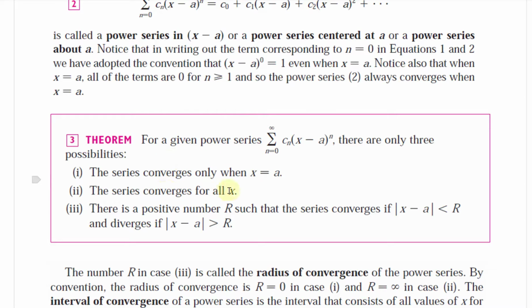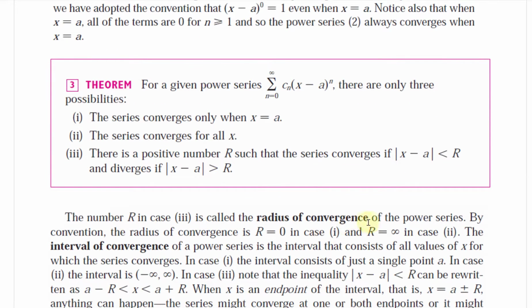The series converges for all x, or there is a positive number, capital R, such that the series converges if the absolute value of x minus a is less than R, and diverges if it's greater than this radius of convergence R. So if the absolute value of x minus a is greater than R.